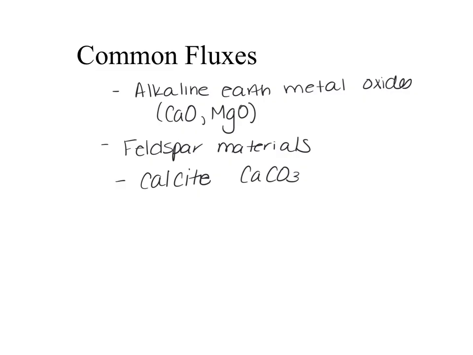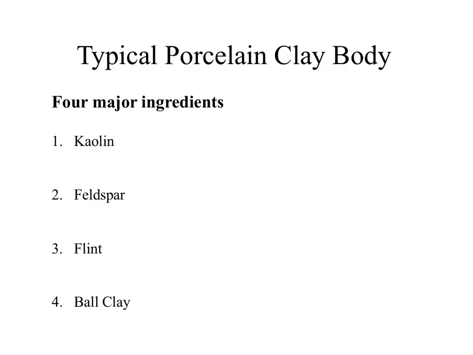Now, let's look at a typical porcelain clay body. So let's say we are going to make a porcelain clay pot, right? We would use 4 ingredients. So first we would start with kaolin, which is the clay. This would be our clay that we would mix in, right? It's a white clay. It's got really low shrinkage. The melting point of this clay is right around 1500 degrees Celsius.